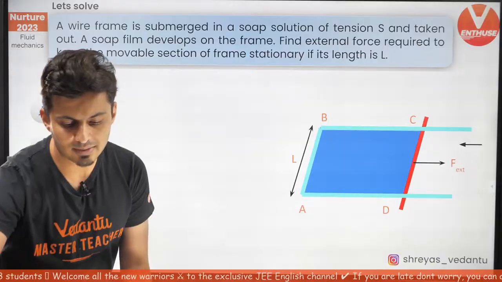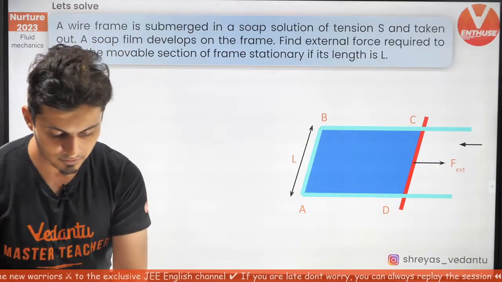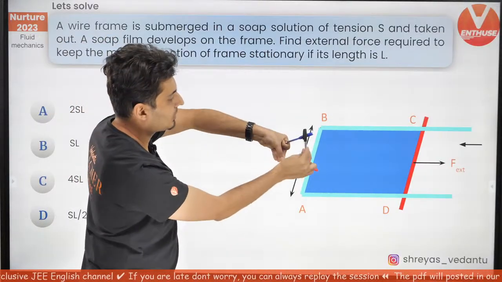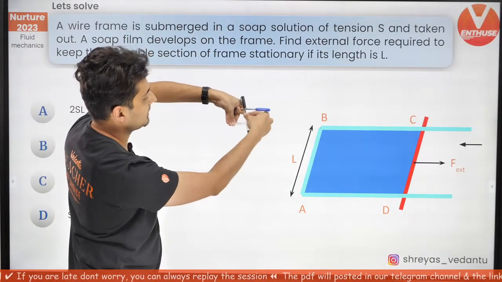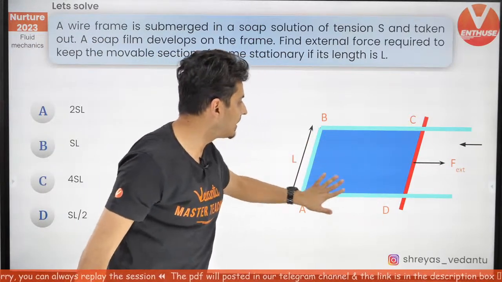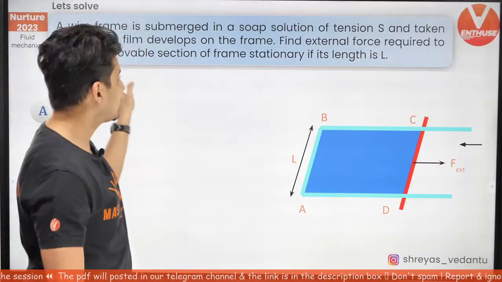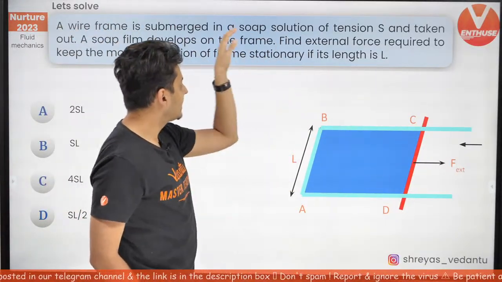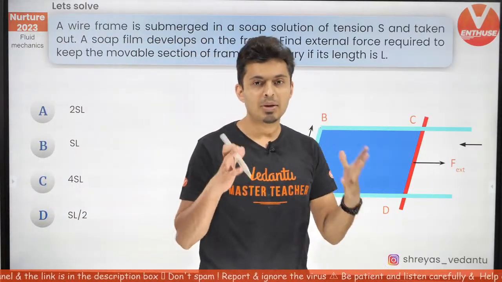So think of it like this: you have two rails this way, and this other one, the red one, you can just slide over it like this. And there is a film which is formed over here. Do you see there is a film formed over here, the blue one? So the question is, find the force required to keep the removable rod intact. You don't want it to move, you want it to be stationary. So what should be the force?